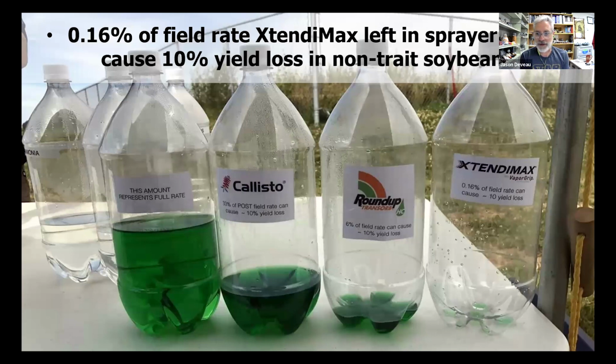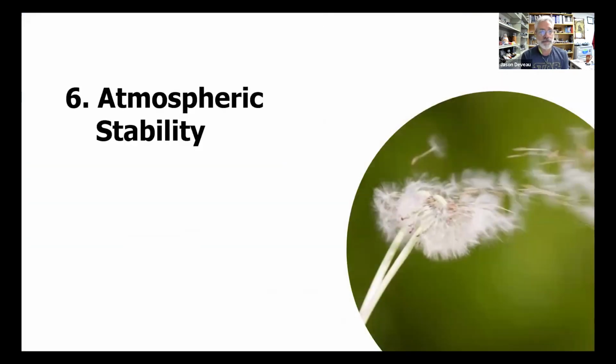But for dicamba, in this case XtendiMax, you would need 0.16 of whatever was in your tank to cause damage. You can just see the little dribble of liquid at the very bottom of that pop bottle. And I confess, that's an exaggeration. We needed so little volume that people were looking at the pop bottle and they weren't seeing any liquid in it, and they thought we forgot to fill it. So we just threw a few drops in there to make it look like something was in there. It doesn't take a lot.